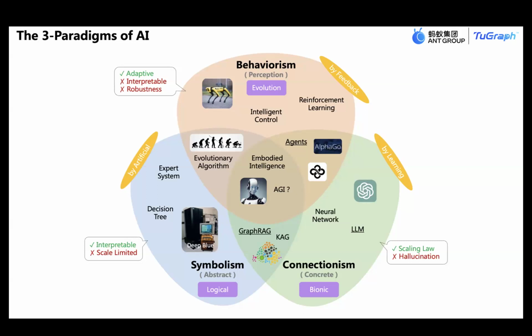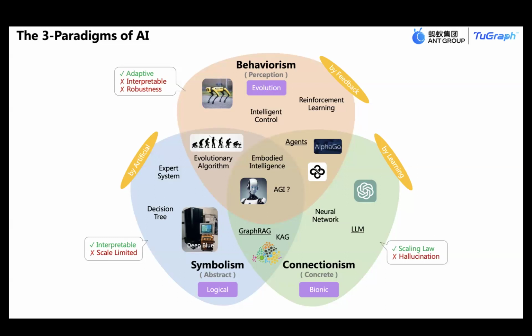The second one is connectionism, which is built on concrete or bionic thinking. It gets intelligence by learning. Typical systems are, as we know, neural networks and language models. It follows the scaling law, but has hallucinations.